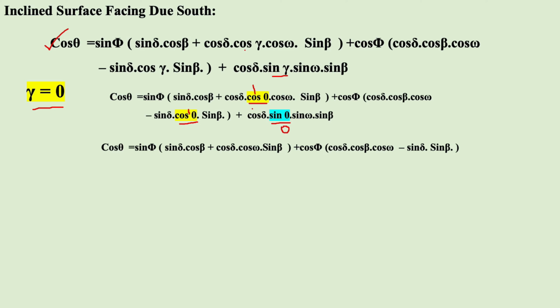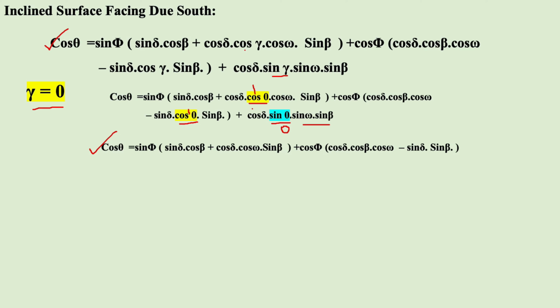So by considering the values of cos 0 and sin 0, if we rewrite this equation, the term cos 0 will be replaced by unity, and the term with sin 0 becomes 0, because the whole term multiplied by 0 becomes 0. So the new equation will be: cos theta is equal to sin phi within bracket sin delta cos beta plus cos delta cos omega sin beta, plus cos phi within bracket cos delta cos beta cos omega minus sin delta sin beta.